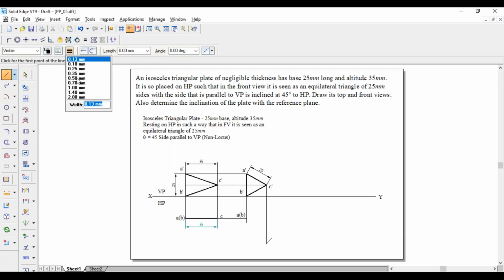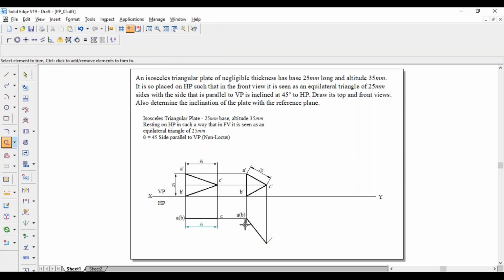Join AC. So this length and this length have to be the same. If you want, you can keep it here also, because 35 we have already mentioned here. There is no need to mention it here. I will delete this one. This is the second position.